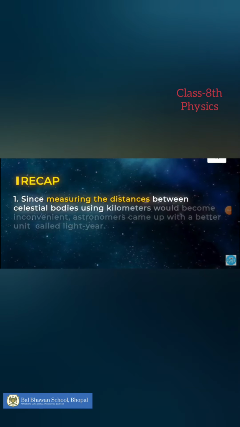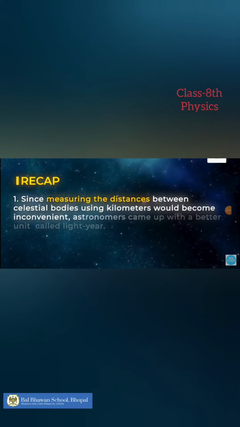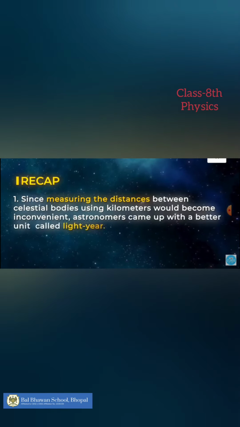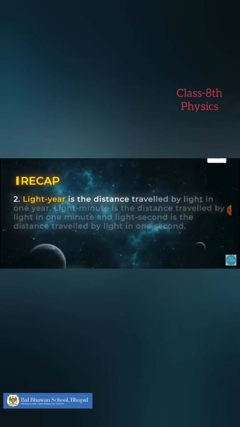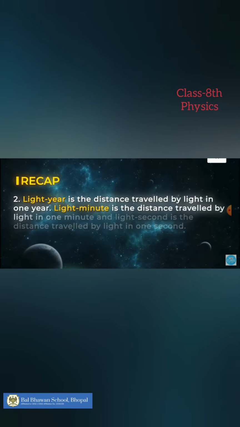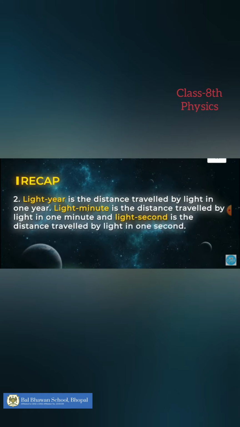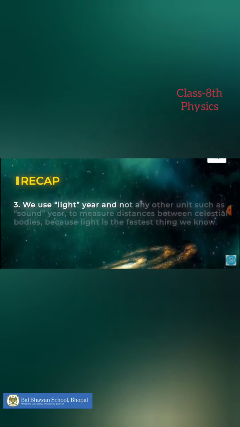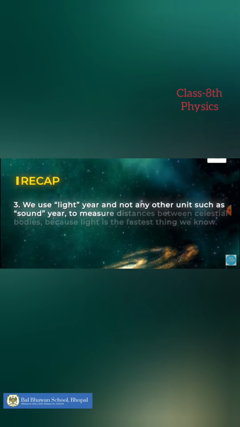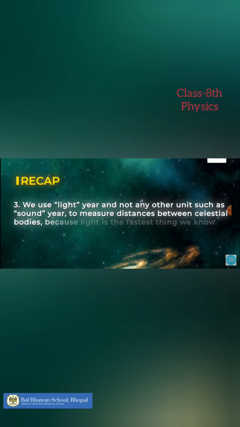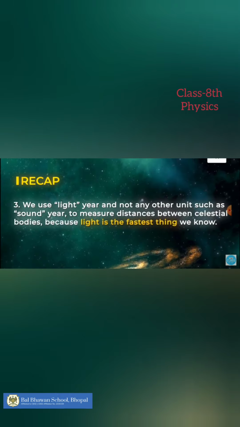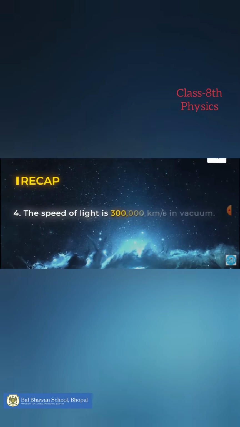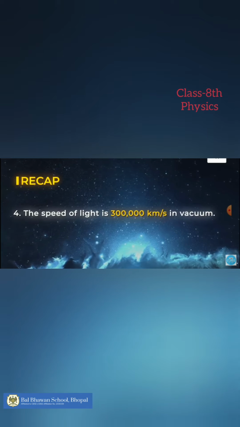How can we calculate the distance? So now let us recap quickly what we have learned in today's class. Since we are measuring the distances between celestial bodies, we cannot use kilometers because the distances are very large. We use light years and light minutes. Light year is the distance travelled by light in 1 year, and light minute is the distance travelled by light in 1 minute at the speed of light. What is the speed of light? 3 lakh kilometers per second. Right? We use light year and not any other unit because light is the fastest thing that we know. It travels the fastest. The speed of light remains the same in a vacuum, in solid, liquid, any medium for that matter. Okay.